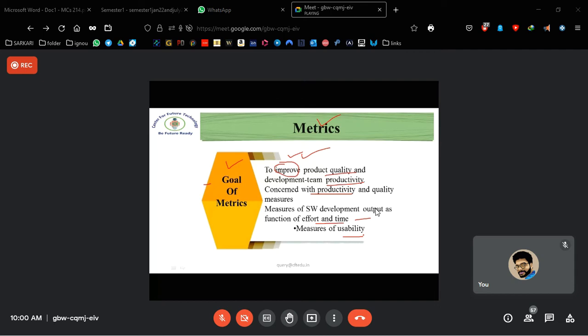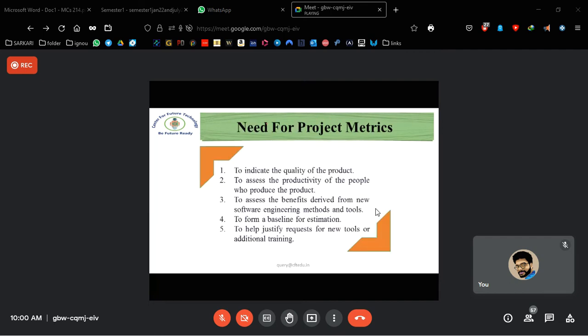Now, being human beings, without any need we don't do anything. So what is the need for the project manager? To indicate the quality of the product. If we really want to know the quality of the software product, we need to have certain metrics in our hand, so that we can assess the productivity of the people who are involved, and even find out the kind of effort they have applied in producing the software product.